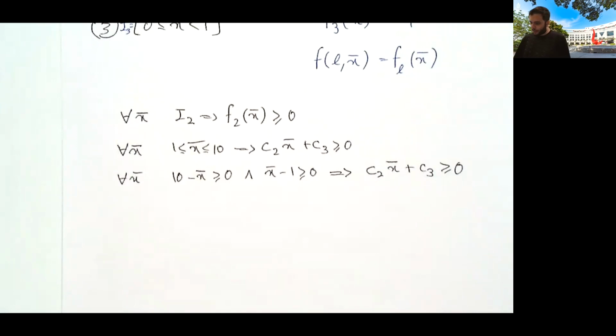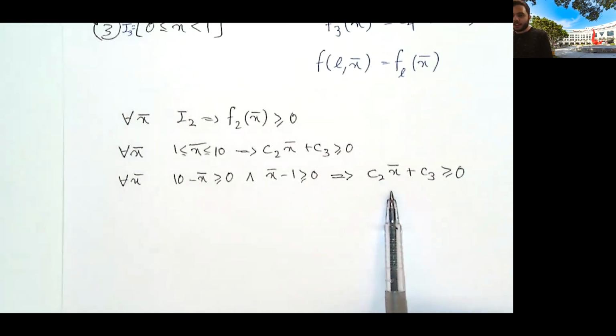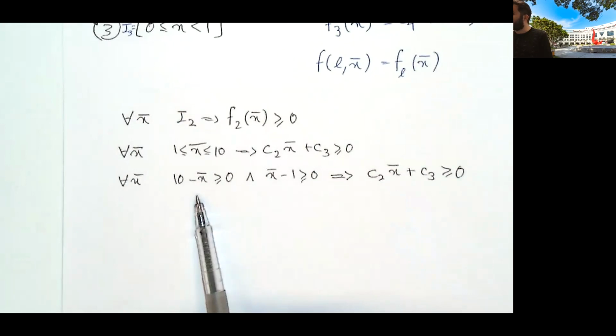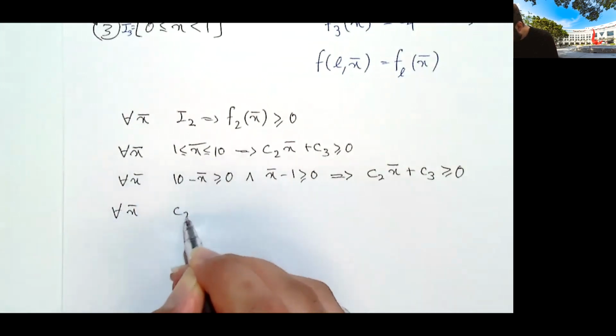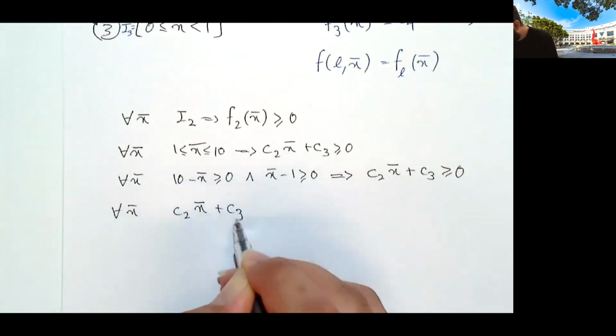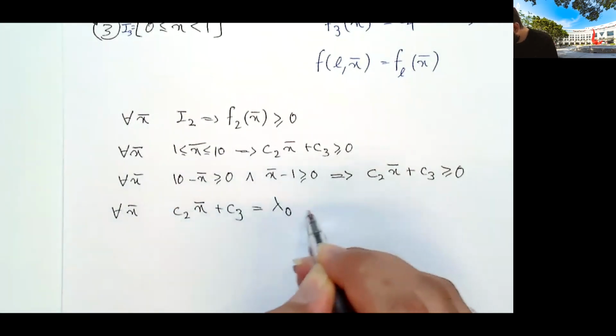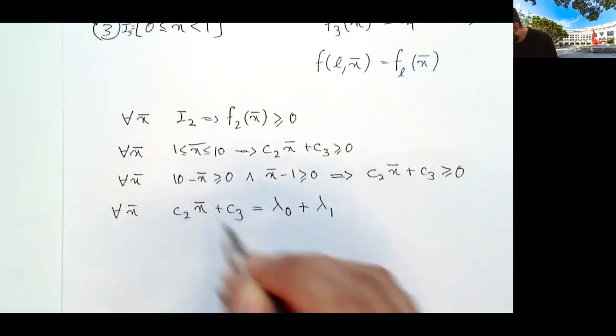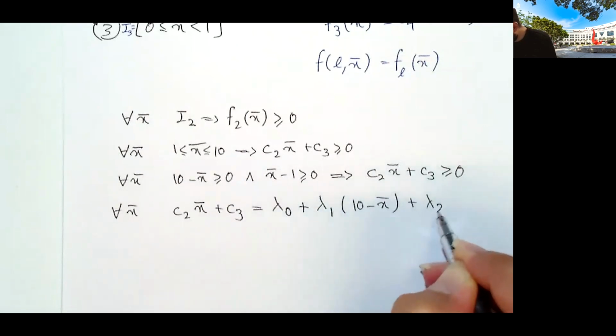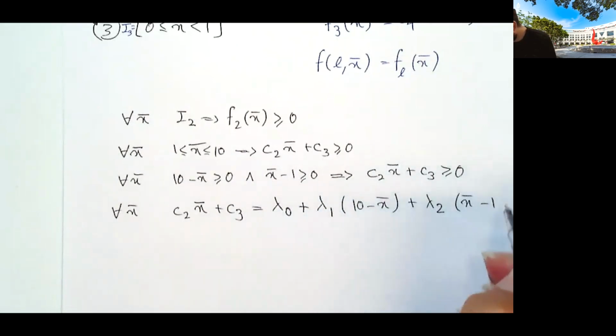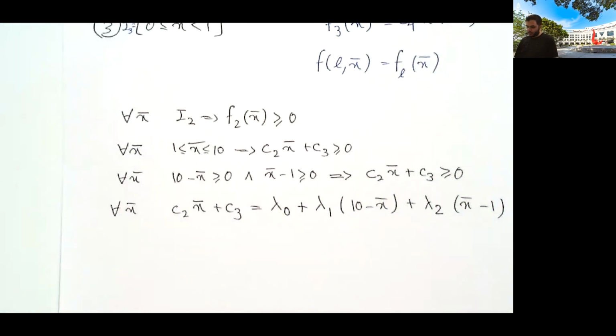Okay. Now, we apply Farkas lemma. And by applying Farkas lemma, it means that we should be able to write this right-hand side as a combination of the left-hand side and also the trivial inequality. So I should have, for all x bar, c2 x bar plus c3 is some non-negative constant plus some coefficient times 10 minus x bar plus some other coefficient times x bar minus 1. Right?